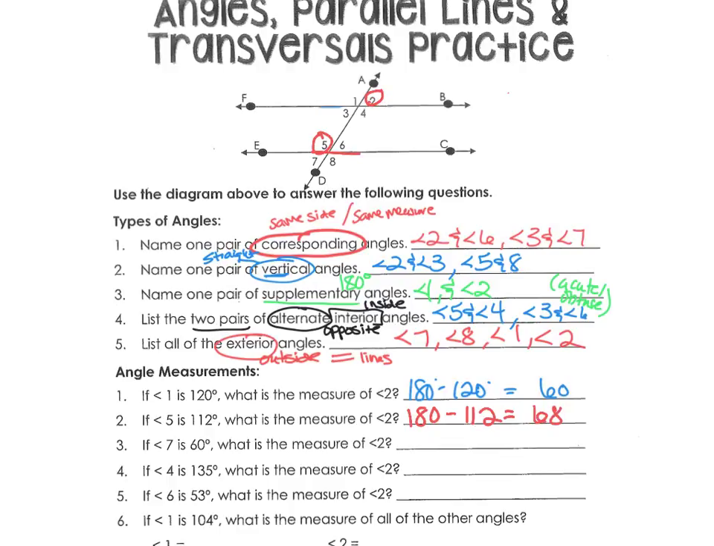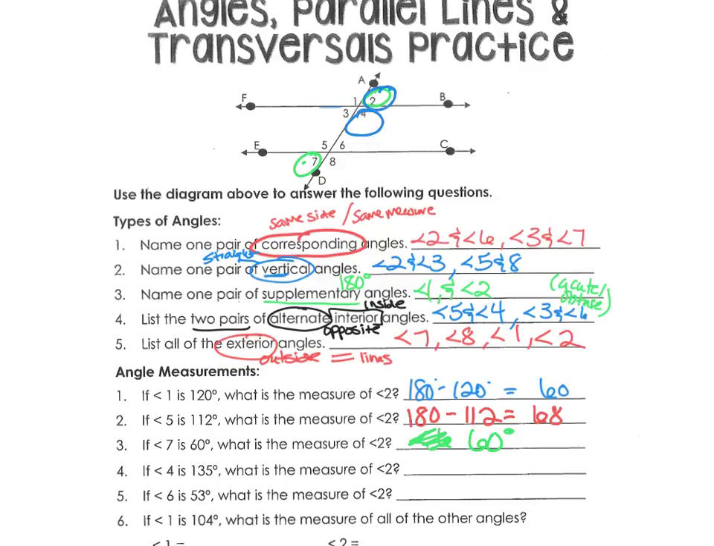Number 3, if angle 7, let me erase that. If angle 7 is 60 degrees, what's the measure of angle 2? Well, 7 and 2, they're alternate exterior angles, so that means they're the same. So 60 degrees. Number 4, if angle 4 is 135 degrees, what's the measure of angle 2?